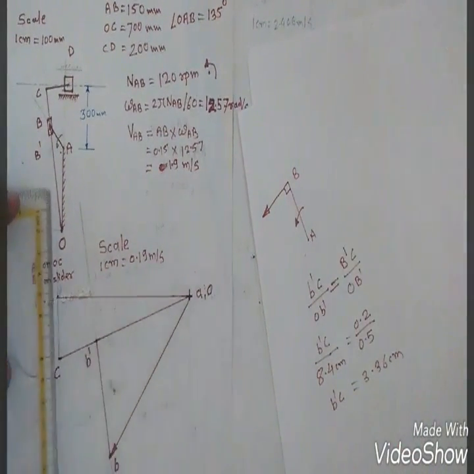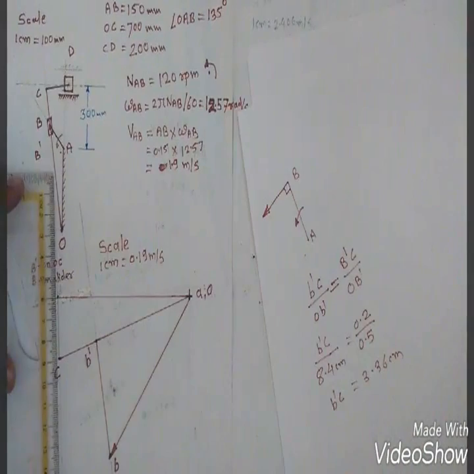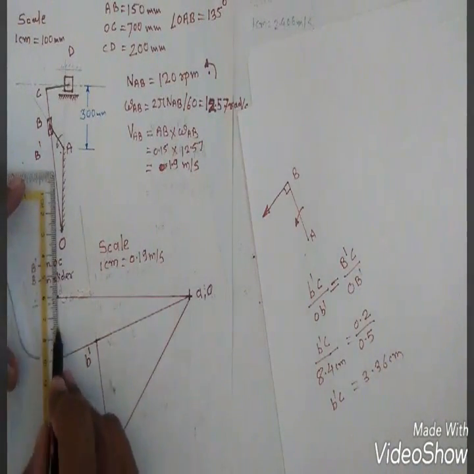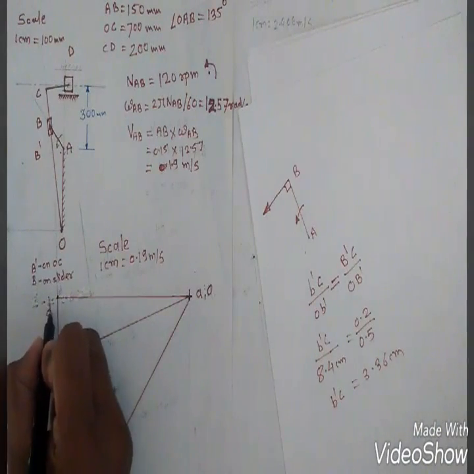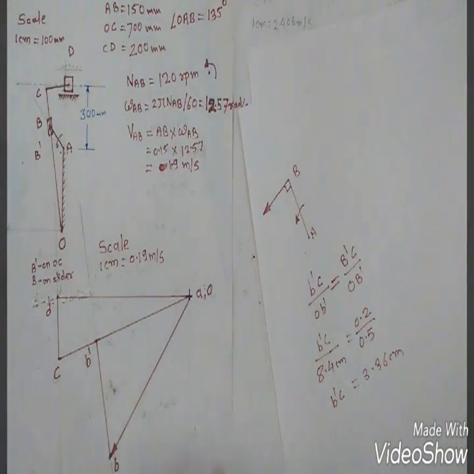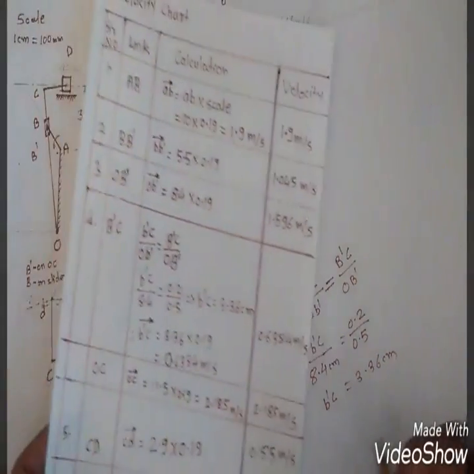So here it is the intersection with the initial locus. So you can draw this one. This point is small d. So in this way we have completed our velocity diagram. After completing this velocity diagram, we have to make a chart like this.